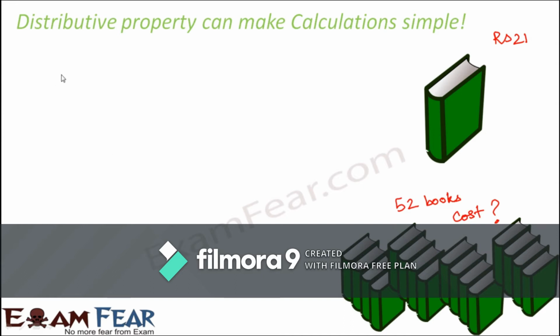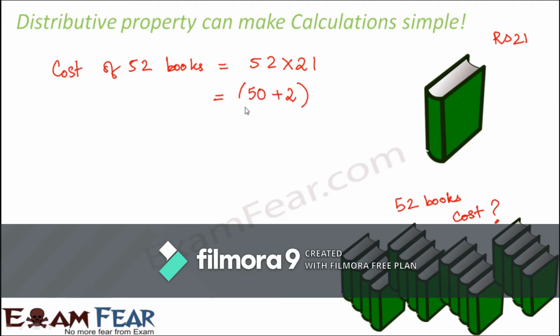Now, quite simple, the cost of one book is rupees 21. Therefore, the cost of 52 books will definitely be 52 into 21. That would be the cost. Now, doing this multiplication can be a tedious task. So what do we do? We try to make use of distributive property. This 52 can be written as 50 plus 2. You put it in a bracket, multiplied by 21.